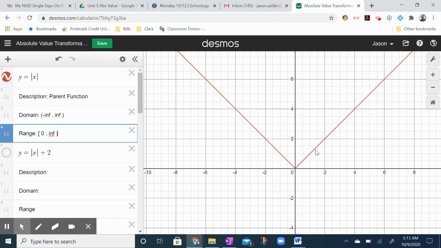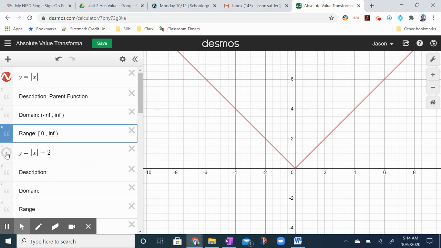Okay, notice on this parent function that you can divide it exactly in half only through the y-axis. So it has a line of symmetry on the y-axis. No other diagonal lines or horizontal lines will cut the function in half. Okay, so let's look at our first transformation. Here we have the absolute value of x plus 2. All right, and if you look at our parent function, we're basically adding a 2 to it.